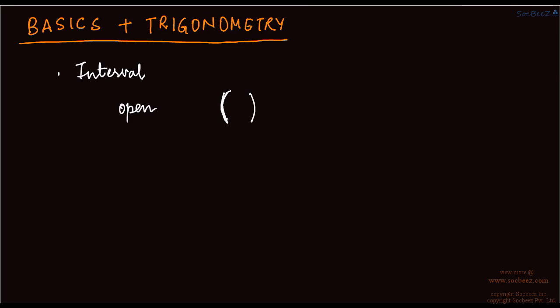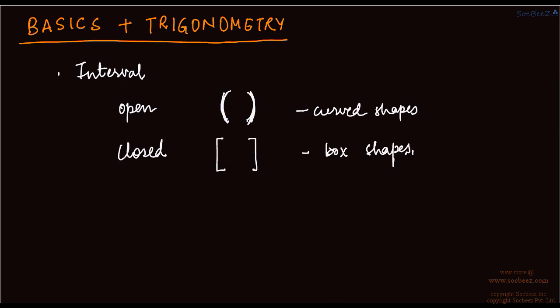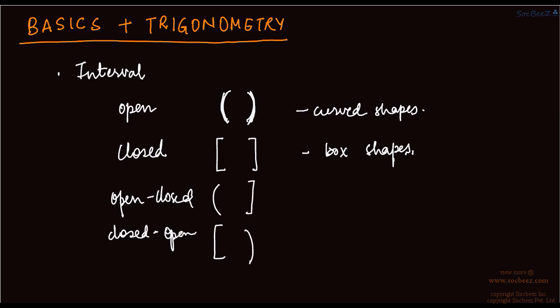Open intervals are written with curvy, curved brackets. Closed intervals are written with box-shaped brackets. Then you have open closed, and closed open. Open closed is open first and then closed, and closed open is closed first and then open. So these are also intervals.